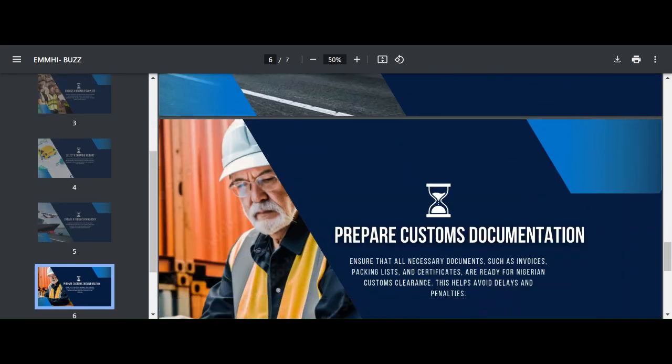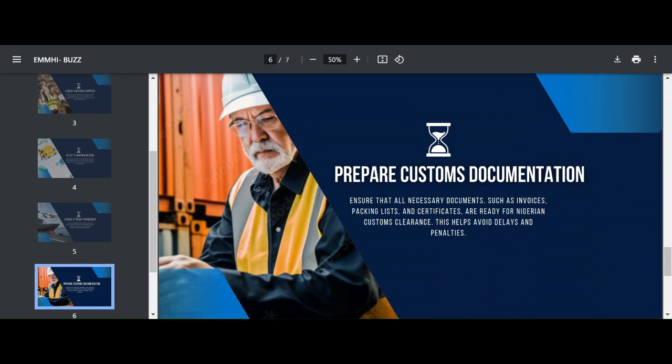So that's another one. The fourth one is prepare customs documentation. Ensure that all necessary documents such as invoice, packing list, and certificates are ready for Nigerian customs clearance. This helps avoid delays and penalties. Always make sure you prepare your customs documentation, like the invoice of the goods you bought that they help you ship from China to Nigeria.